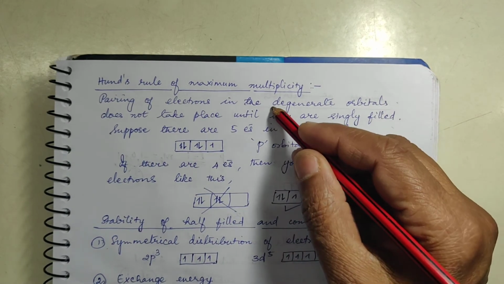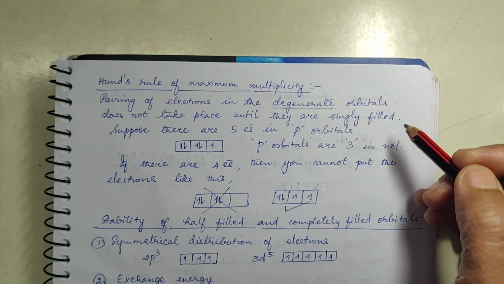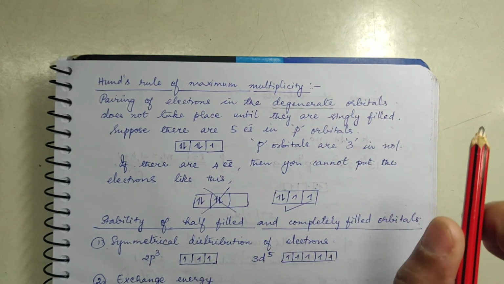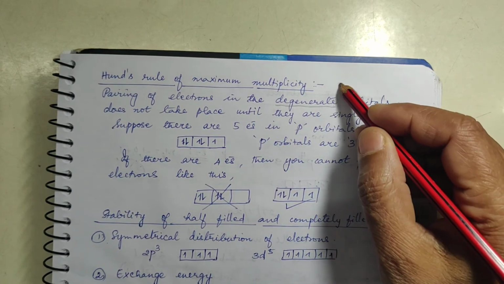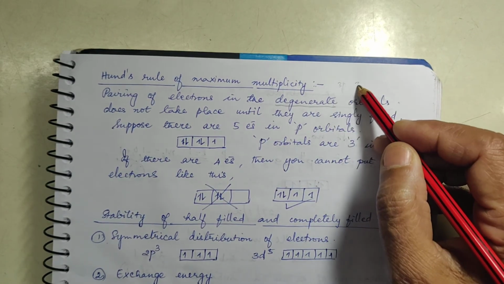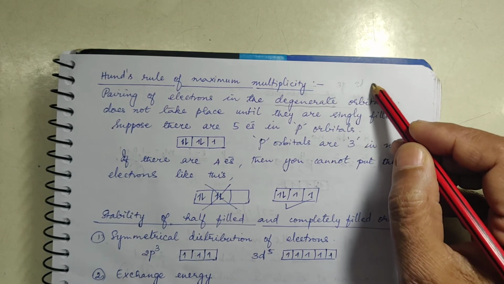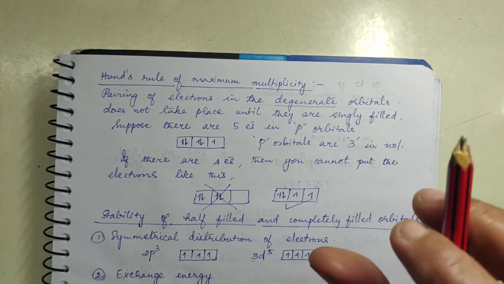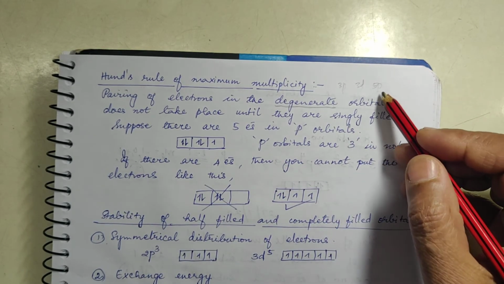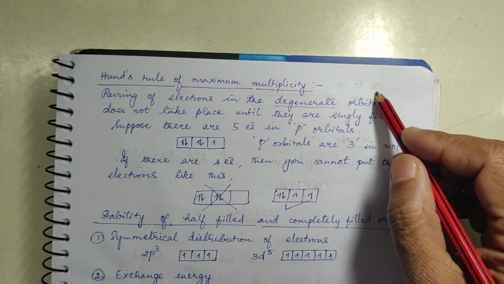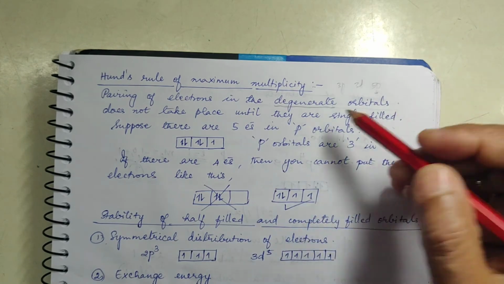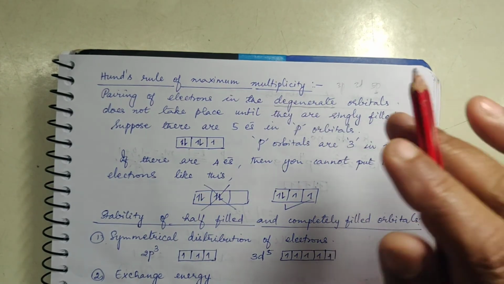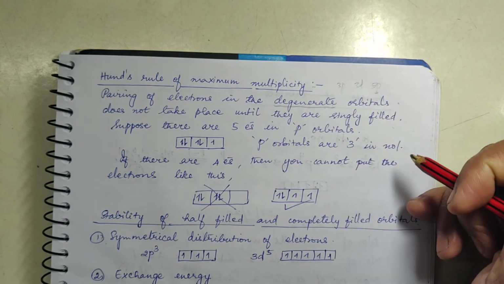Now what is meant by degenerate orbitals? Degenerate orbitals means orbitals having same energy. Like you consider all the 3p orbitals, all the 3d orbitals, all the 5p orbitals, anything of a particular orbital if you take, all those orbitals, they have the same energy. They are called as degenerate orbitals like px, py, pz.